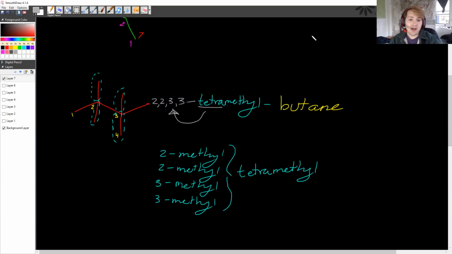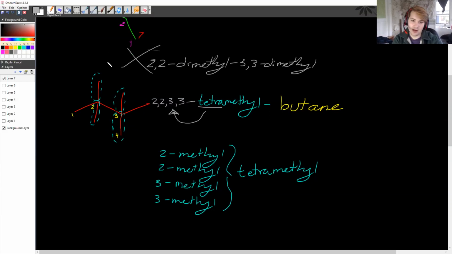All right. The other thing that I see people doing all the time is they're trying to do this. 2,2-dimethyl, 3,3-dimethyl. This is not a thing. This is wrong. All right. If it is the same functional group, if they're all methyl groups, they all get smashed together. No matter if they're on carbons 4, 8, 15, and 25, we don't care. If they're the same functional group, they all get put together.